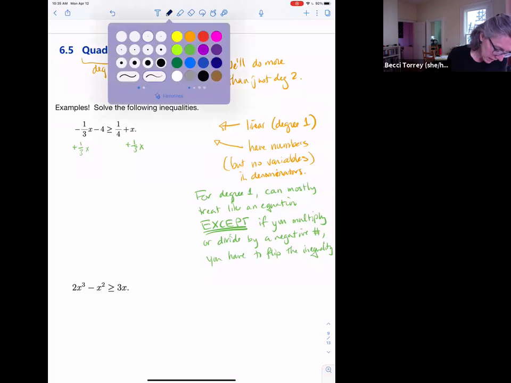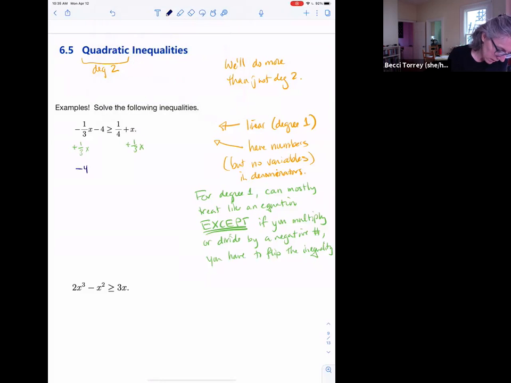So when I do that, I get minus 4 is greater than or equal to x plus 1/3 x. So that's 3/3 of x plus 1x. So this is, you still have the 1/4, and then we have plus 4/3 x. All right, so that's 1x plus 1/3 x. And now I'm going to get my 1/4 to the other side. So I'm going to subtract my 1/4 on both sides. Minus 1/4, minus 1/4.